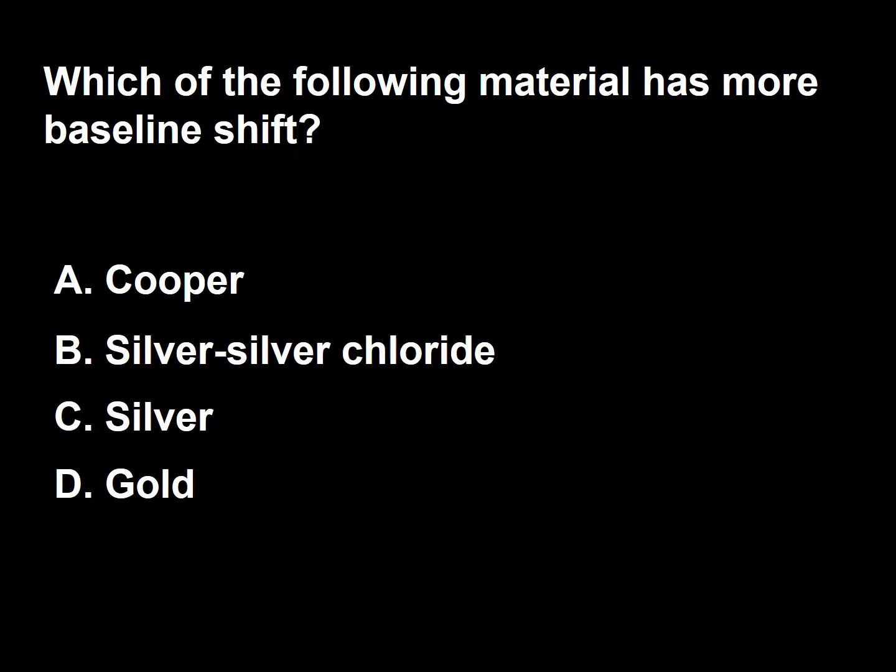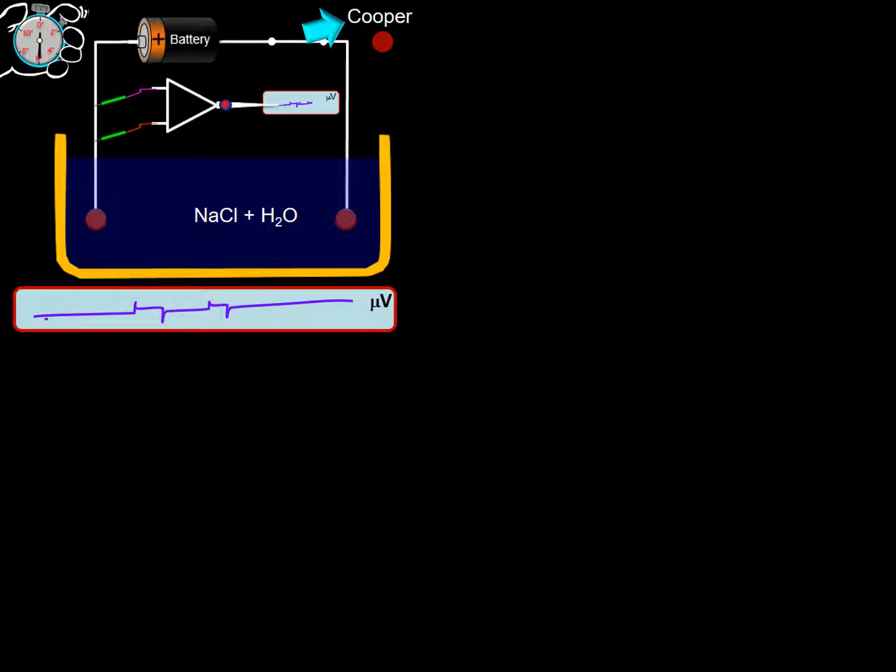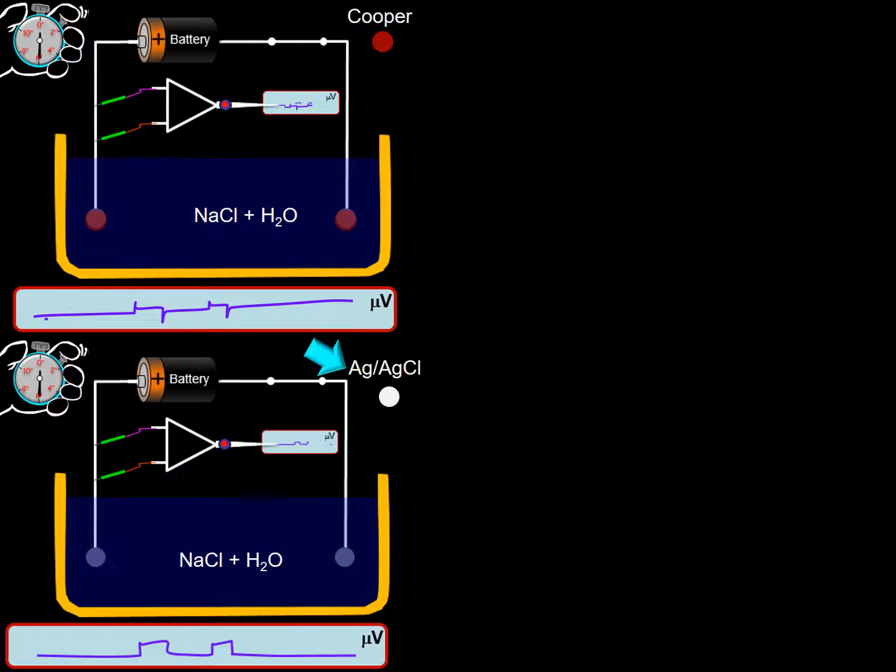The next question is, which of the following materials has more baseline shift? A, copper, B, silver chloride, C, silver, D, gold. When copper is used experimentally, as it is depicted in this figure, or in real recordings, there is significant drift of the baseline, as you can see.